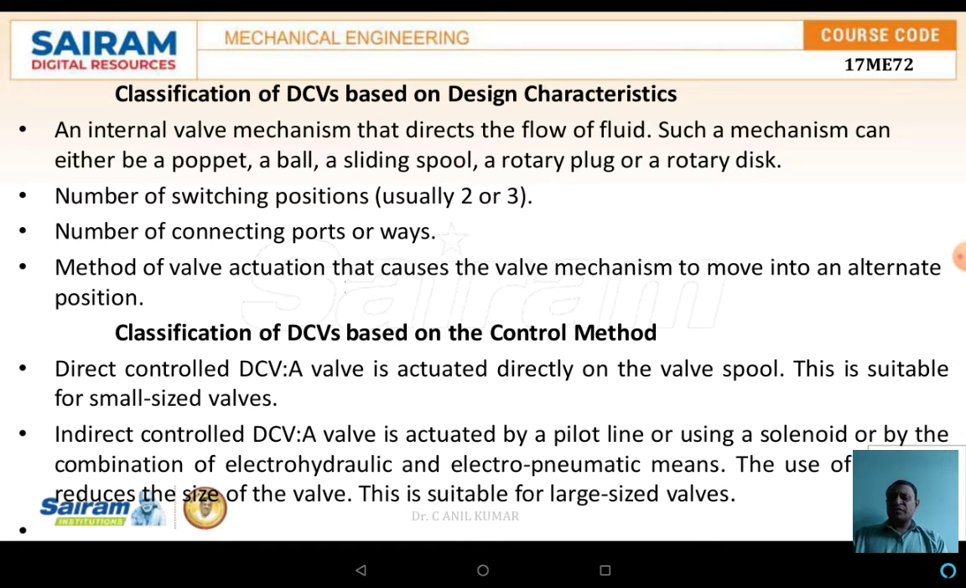The classification of the DCV valves based on the controlling methods. DCV valves are classified as direct control valves and indirect control valves. Direct control valves are valves that actuate directly on the valve spool. This is suitable for small size valves. Indirect control valves are valves that actuate the pilot line using a solenoid or a combined electro-hydraulic or electro-pneumatic arrangement, and the use of these valves reduces the size of the valve. This is suitable for large size valves.